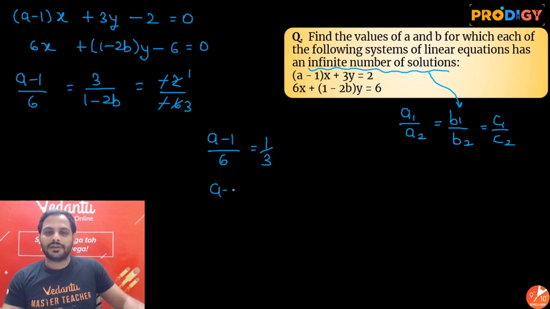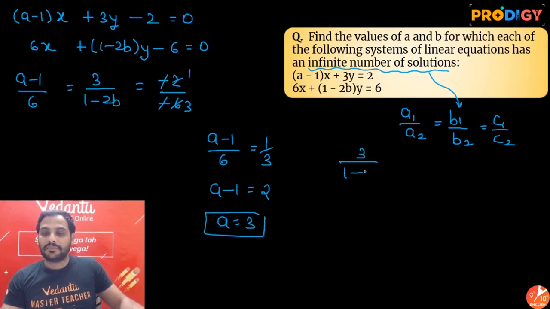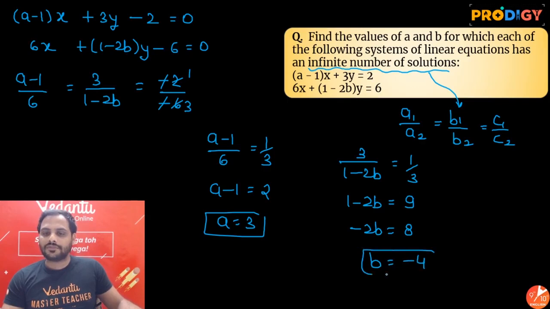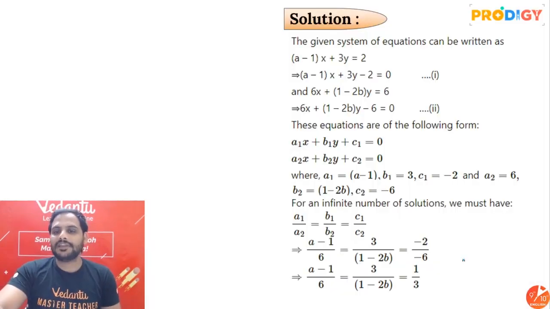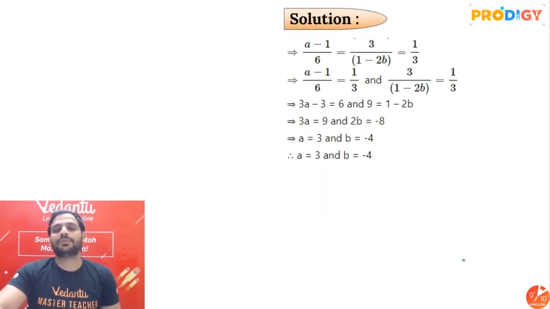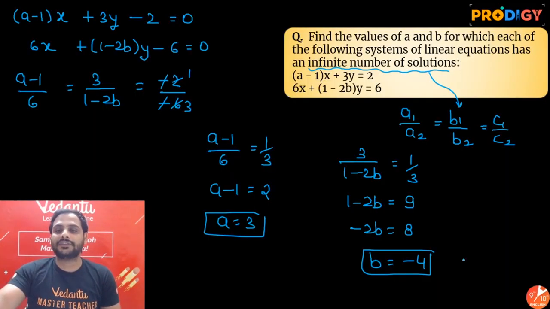So both these, a minus 1 by 6 will be equal to 1 by 3. Shift 6 over there. A minus 1 is 6 by 3, which is 2. A is equal to 3 and 3 upon 1 minus 2b also is equal to 1 by 3. So cross multiply, 1 minus 2b is equal to 3 3s are 9. Shift 1 over there, minus 2b is equal to 8, 9 minus 1. So b is equal to minus 4. So I can clearly say, a should be equal to 3 and b should be equal to -4 to get the pair of equations which has infinite solutions.